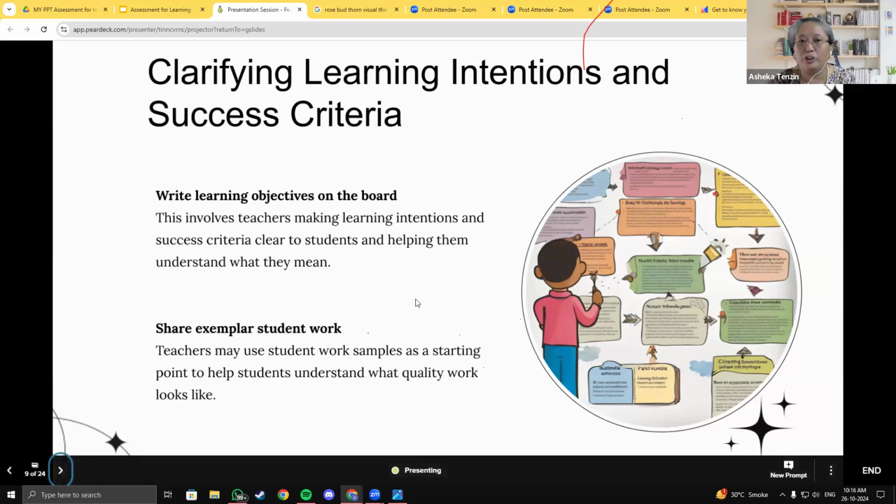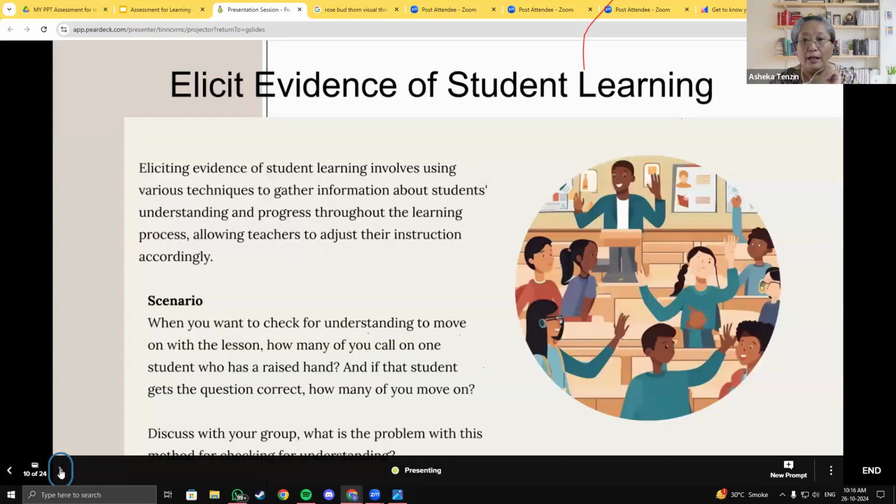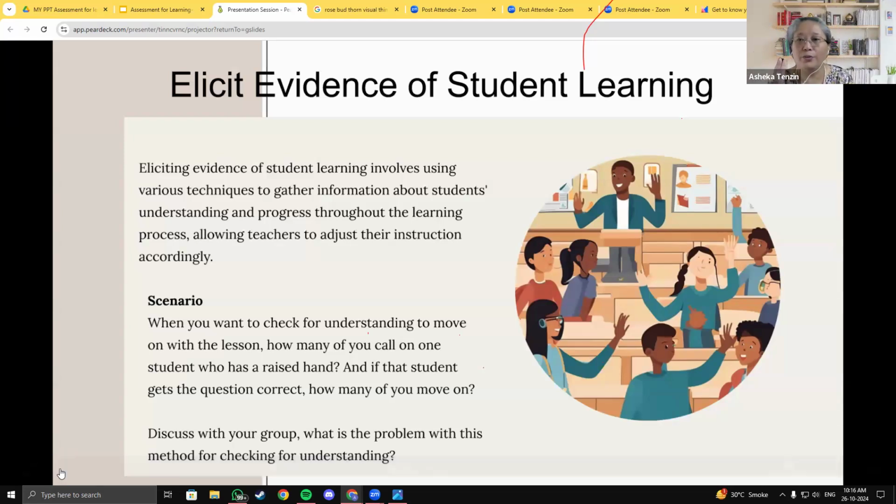So this is the way by which you can clarify learning intentions and success criteria. This is one strategy for assessment for learning, to know whether the students have understood what you are asking them to do. Okay. Now, second strategy is to elicit evidence of student learning.